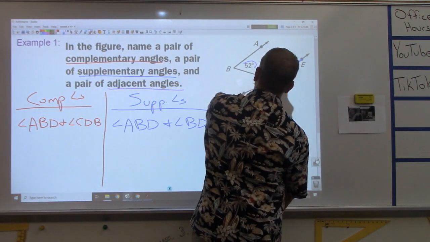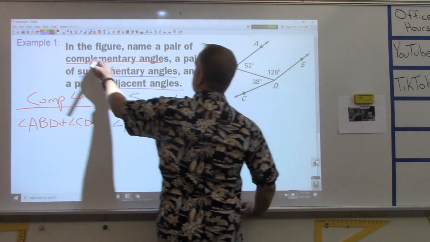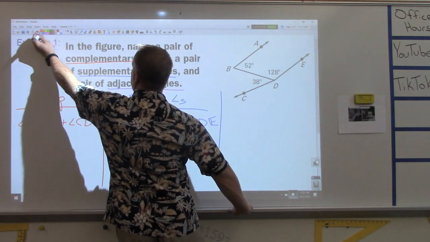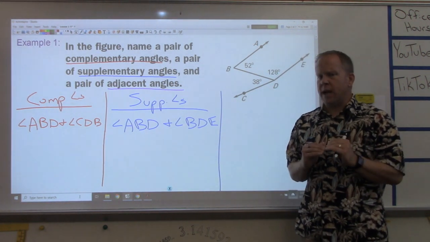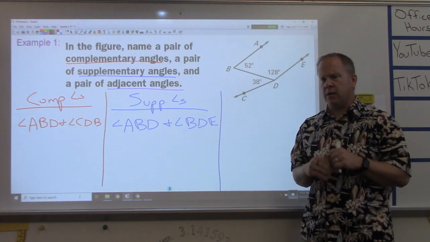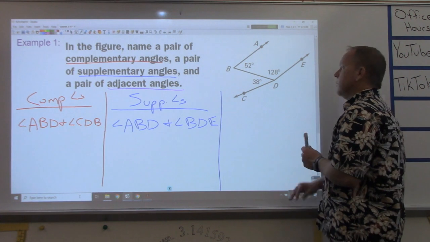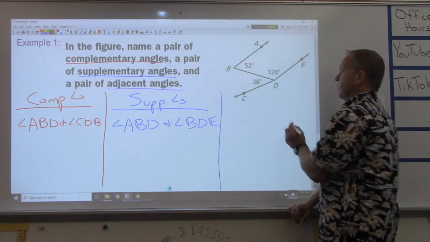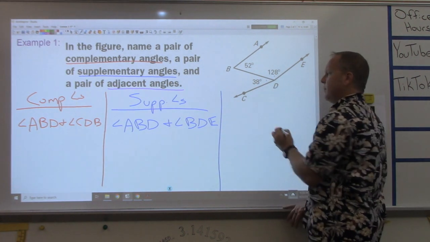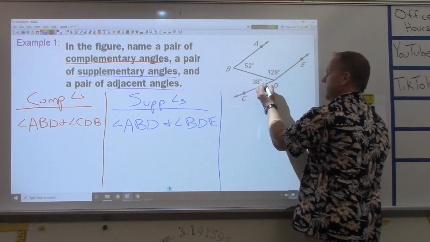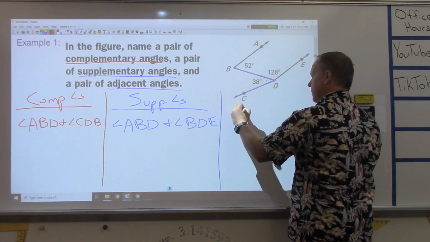Get rid of these. And now we're going to look for adjacent angles. Now adjacent angles, there's nothing special about their measurements. They're just 2 angles that are sitting right next to each other, hanging out, all right? They're just chilling. So, do I have a pair of angles right next to each other? Yeah, the 38 is right next to the 128. So name those. That is angle CDB.